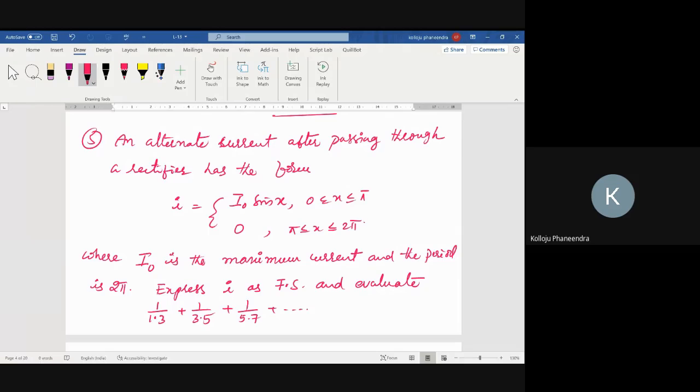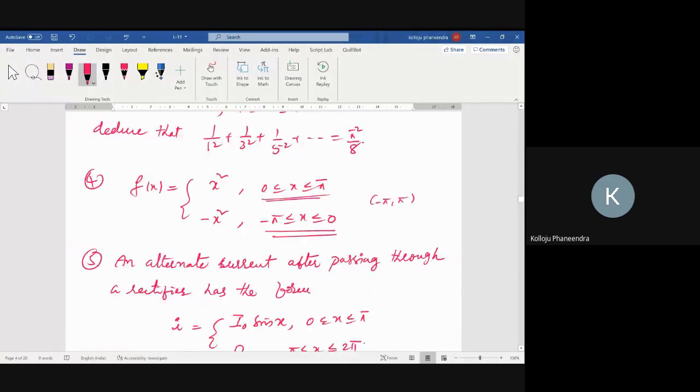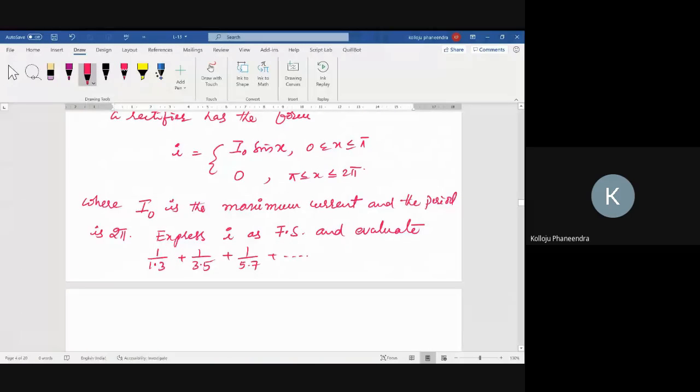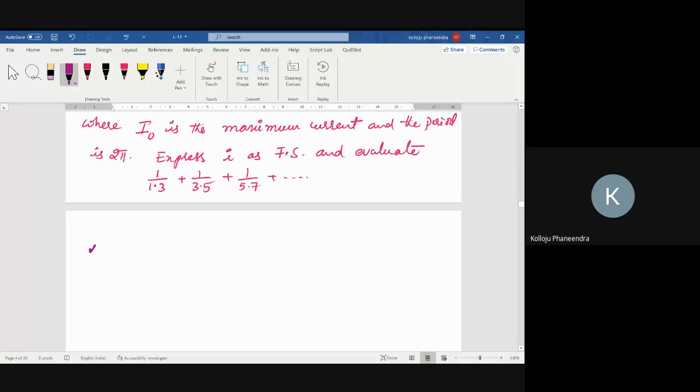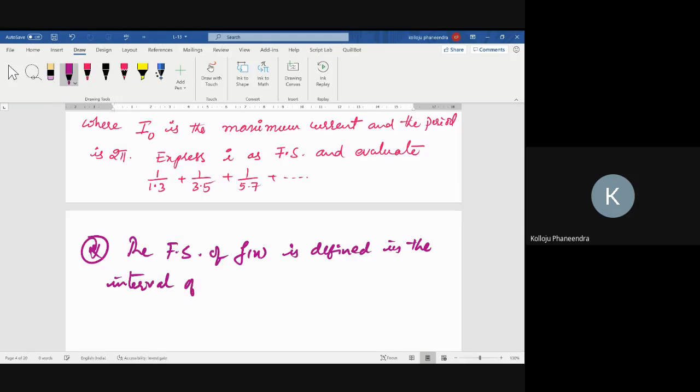Okay, this is a problem on the application of a Fourier series in electrical problems. These problems are completely in the interval 0 to 2 pi and minus pi to pi. Now the main point, listen now. The Fourier series of f of x is defined in an interval of length 2 pi, that is, 0 to 2 pi or minus pi to pi.